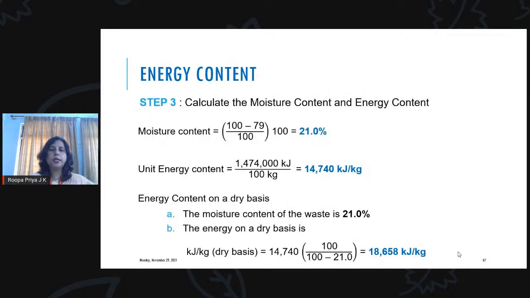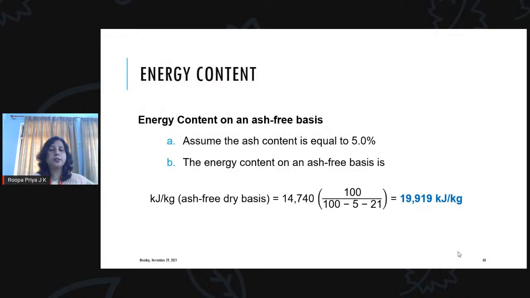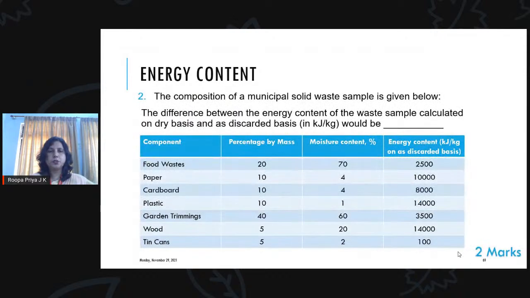So previously you had calculated the energy content on a dry basis using this formula where moisture content was considered. Here you are just adding another component, that is your ash content, which is 5%. So by using this ash content in the calculation, you get the energy content on an ash-free dry basis. So this is how we evaluated the energy content. So this was another question.